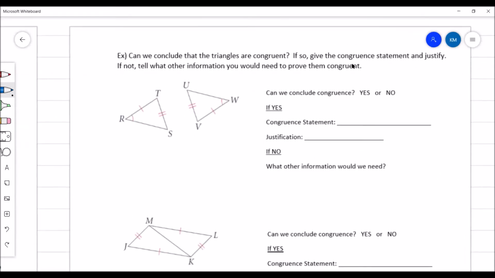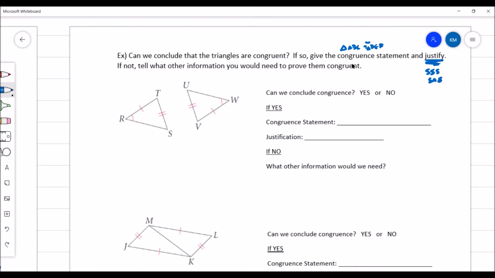All right, so here we go. It says in our example, can we conclude that the triangles are congruent? If so, give a congruent statement and justify. If not, tell what other information you need to prove them congruent. Remember that a congruent statement is just what we talked about at the beginning. We're saying like triangle ABC is congruent to triangle DEF. That's our congruent statement. Justify, remember, we don't need to have a paragraph or anything like that. We can justify with a postulate or theorem. In this case, probably either going to be side, side, side, or side, angle, side, since that's what we're dealing with now. But as we add to our shortcuts, that's our justification.